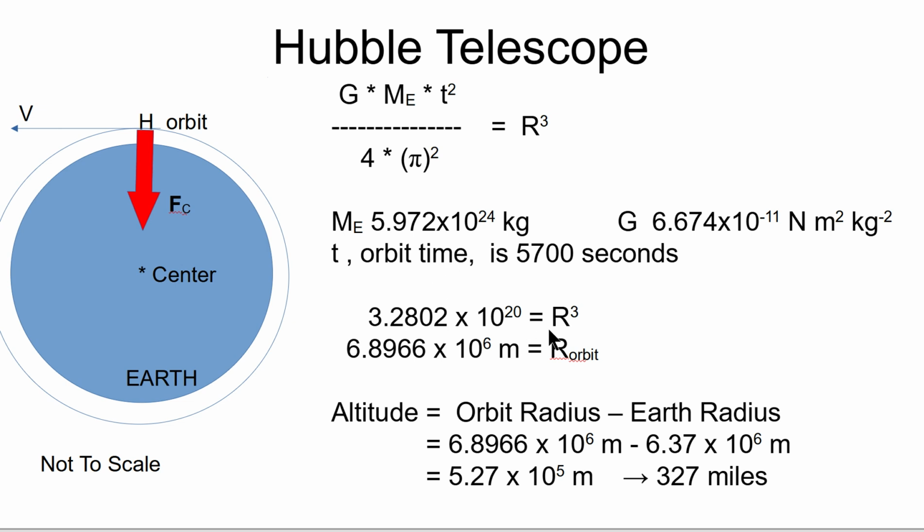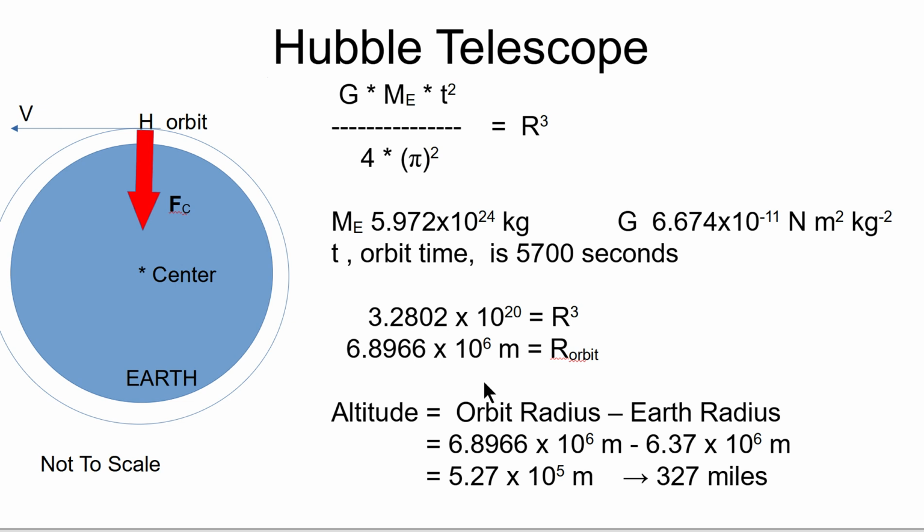We put these numbers in. You should pause this and do your own calculator, but g·M_ET squared divided by 4π squared produces 3.2802 times 10 to the 20th. I don't round intermediate calculations. So we take a cube root of that. We get this for the size of the orbit, roughly 6.9 million meters, or 6.9 thousand kilometers.